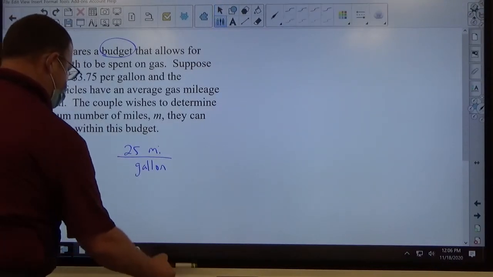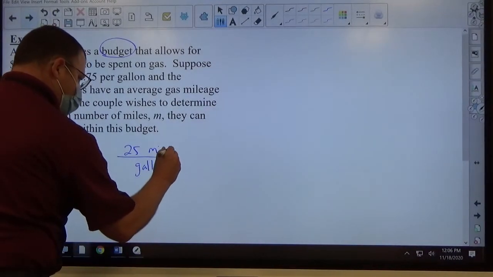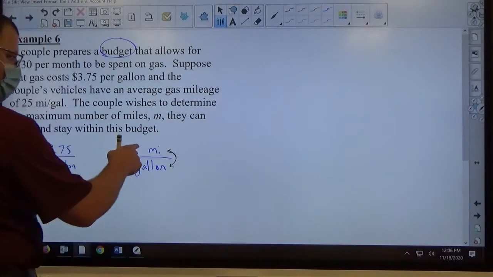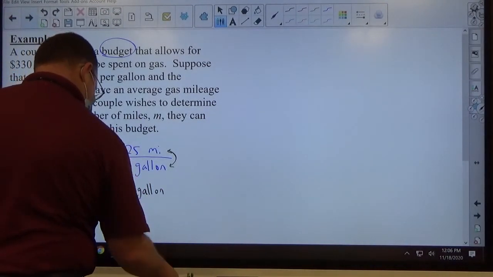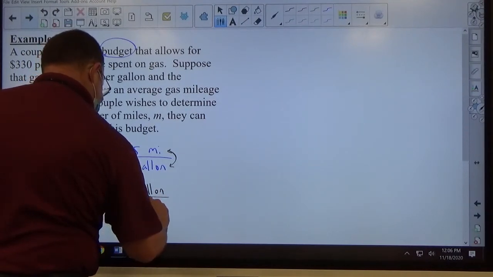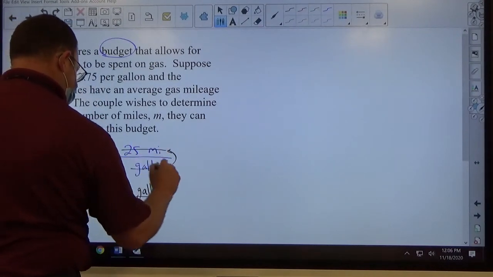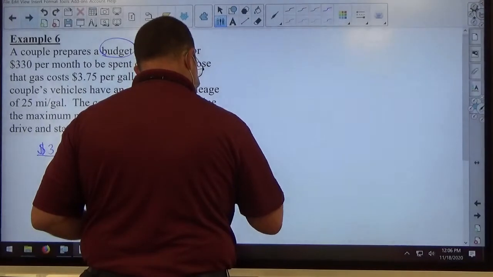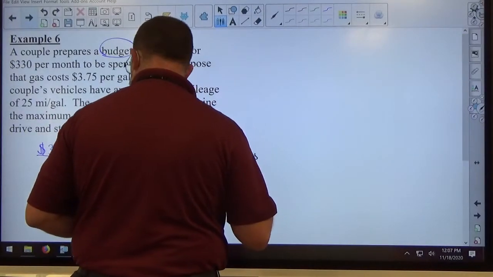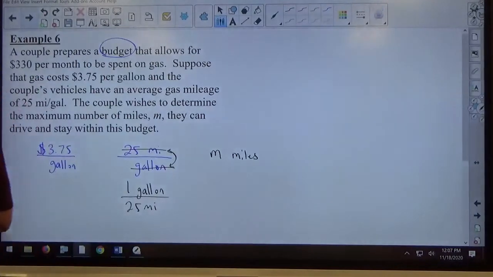So I'm thinking if I invert this fraction here, 25 miles over 1 gallon is the same as 1 gallon over 25 miles. Okay. If I multiply this times this, the gallons will cancel, leaving me with dollars per mile. And it asks us how many miles M they can drive and stay within this budget. So M miles is how far they're going to drive. And their total cost is supposed to be $330 per month.